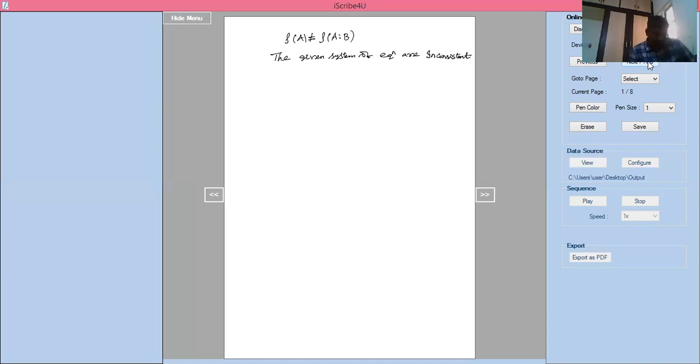That means it does not possess any solution. So this is one problem I have done in the rank of a matrix. Inconsistent, and consistent with a unique solution, infinite solutions we have done, and no solution also we have done. So these are the topics in consistency and inconsistency.